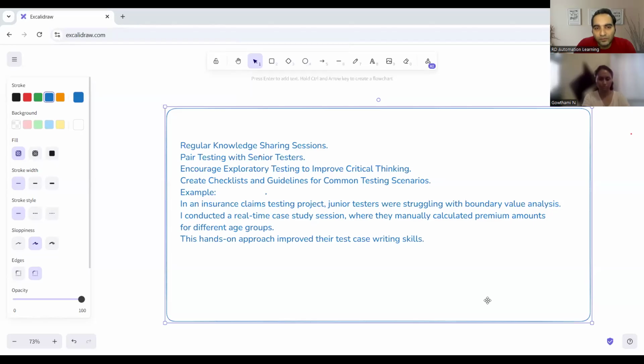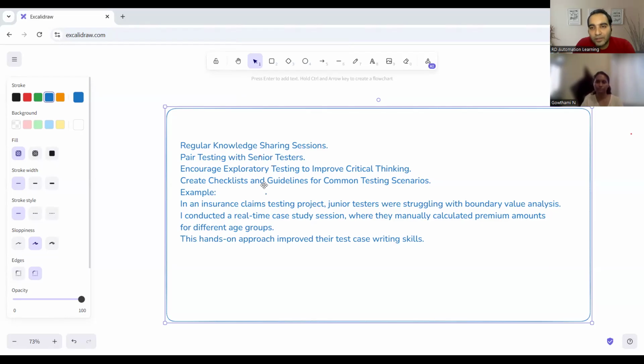So you can have knowledge sharing sessions. You can schedule it once a week or twice a week. Then you can encourage them to do exploratory testing, right? That would improve their critical thinking. You can also ask them to pair with the senior testers, right? That can also be a possibility. You can create a checklist and common guidelines for the common testing scenarios, right?